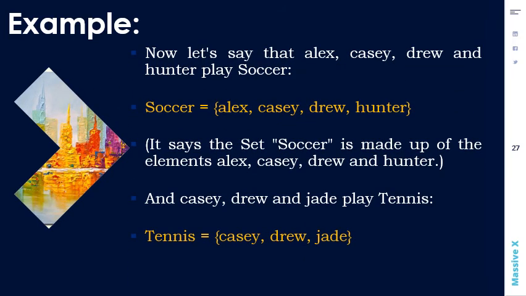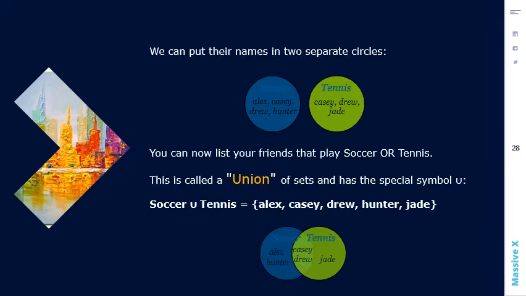Now, let's say that Alex, Cassie, Drew, and Hunter play soccer. So, sila ang hampang soccer. They are in the set named soccer. It says that set soccer is made up of elements Alex, Cassie, Drew, and Hunter. Then for tennis, may iban man nga friend nga hampang tennis: Cassie, Drew, and Jade. We can put their names in two separate circles. For soccer, Alex, Cassie, Drew, and Hunter. Then for tennis, Cassie, Drew, and Jade.